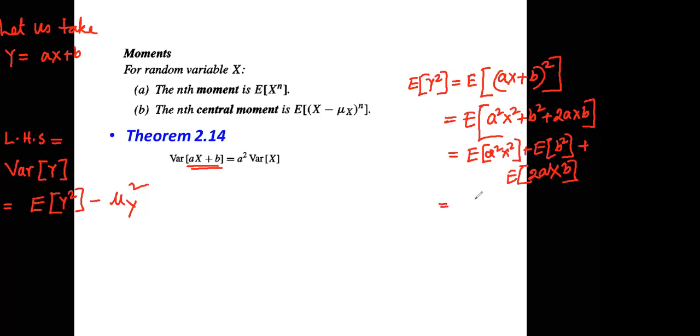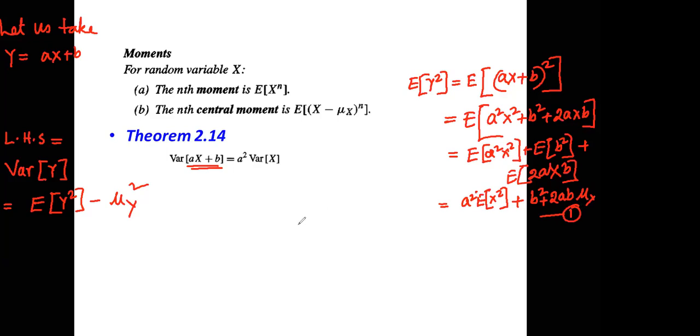All right, look at that one. A is a constant value, so we can write a square times the expected value of x square, and for the constant value, if I take the expected value, that will be the same, so we can write b square directly. And also we can write 2ab times the expected value of x, that is called mu x. Can I write it like this? Yes, sir. Okay, so let's put it as equation 1.